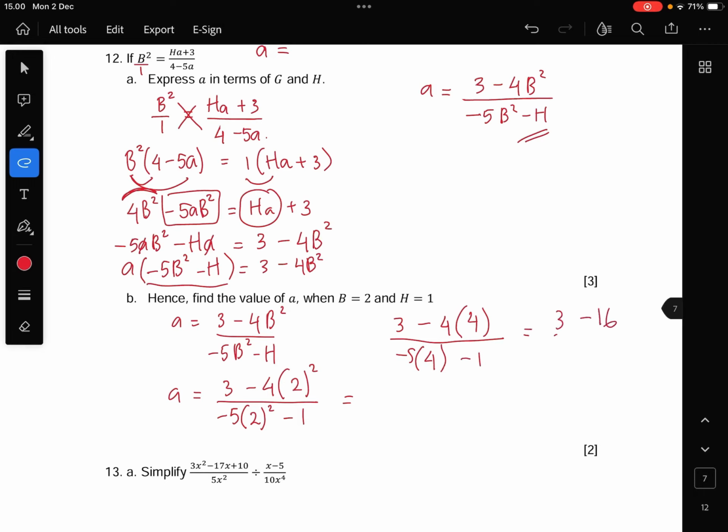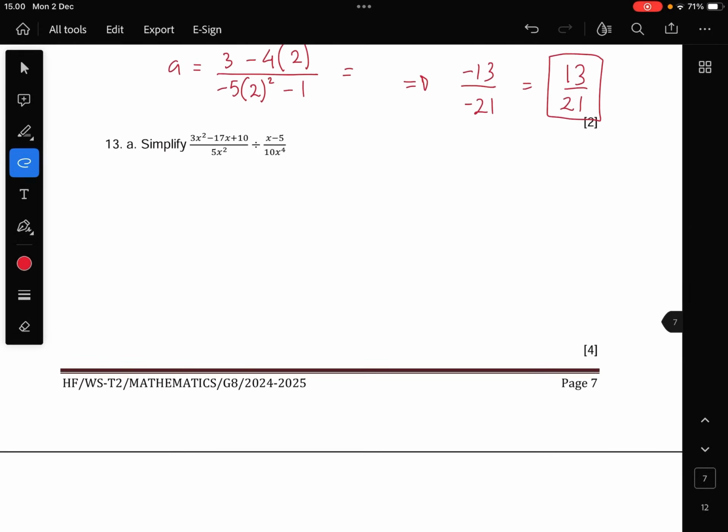So you have 3 minus 16 over negative 20 minus 1. It is going to be negative 13 over negative 21. Or we can just leave it as a positive number, 13 over 21. Done. It is for number 12b.